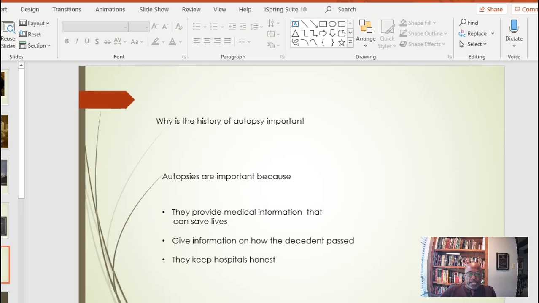And the autopsy also keeps the hospitals honest, in that if you have an intern or a young doctor working there and he accidentally gives the patient the wrong medication, not knowing, they could do an autopsy and find out, and look at his chart. He has medication in his system that was not prescribed to him. He shouldn't have had that medication. So it helps the hospitals.